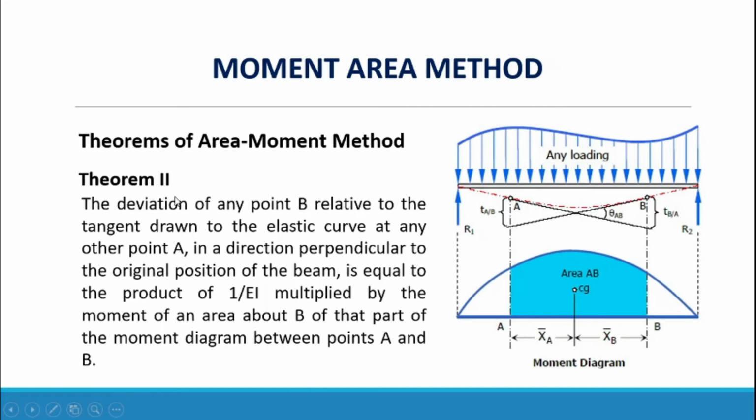And for theorem 2, the deviation of any point B relative to the tangent drawn to the elastic curve at any other point A, in a direction perpendicular to the original position of the beam, is equal to the product of 1 over EI multiplied by the moment of an area about B of that part of the moment diagram between points A and B.